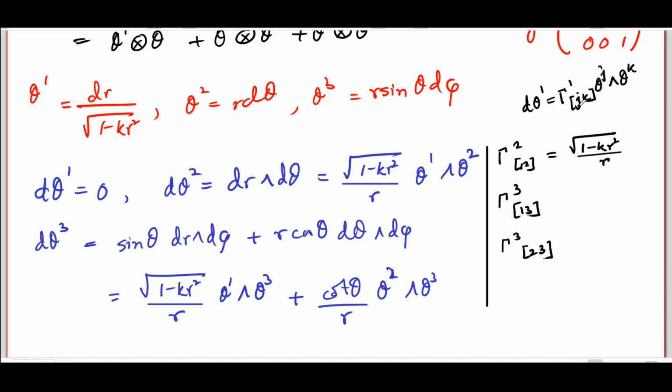Gamma 1, okay, let's talk about gamma 2 because gamma 1s are anyway 0. Gamma 2, 1, 2, theta 1 wedge theta 2 plus gamma 2 square bracket 2, 1, theta 2 wedge theta 1, which essentially means minus gamma 2 square bracket 1, 2 into minus theta 1 wedge theta 2. So the term actually doubles. It comes in twice, so this is actually half. The same thing can be easily used here. And this one is cotangent theta over 2r.